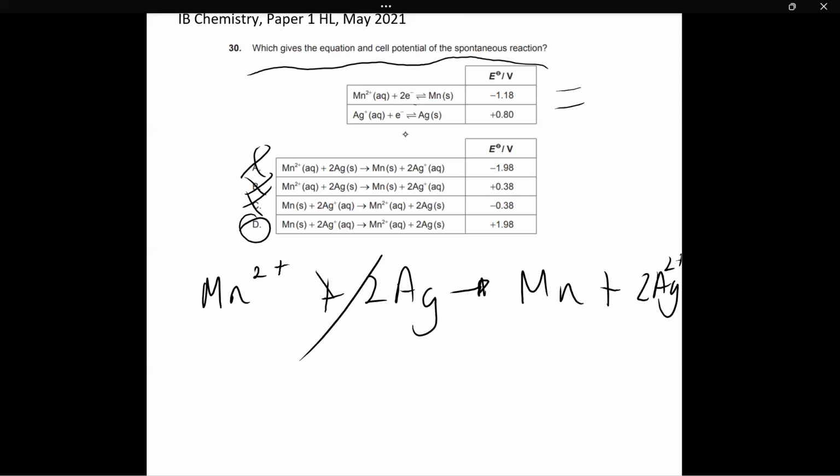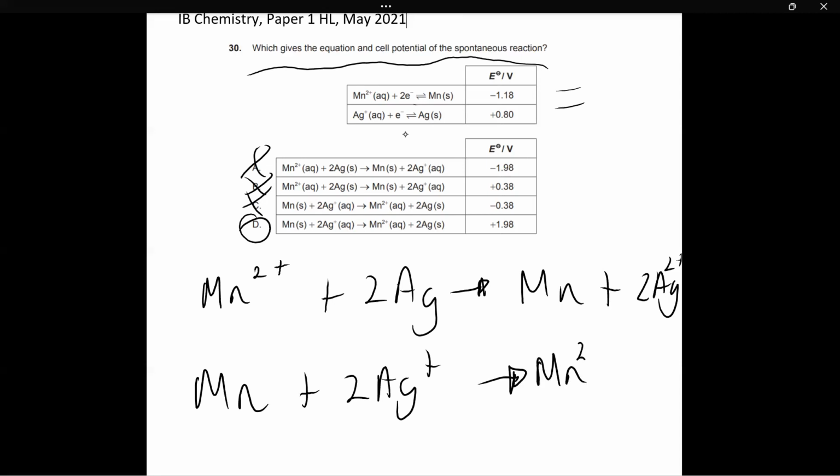So this is wrong. However, D is the correct answer, because in D, we see that Mn is going to give away its electrons, or it's going to be oxidized to Mn2 plus, and we are going to gain silver, which is correct. That makes sense. So that is one way that you can get to the answer, and that is based on the E naught values. The higher the E naught value, the more likely it is to be reduced. The lower the E naught value, the more likely it is to be oxidized.